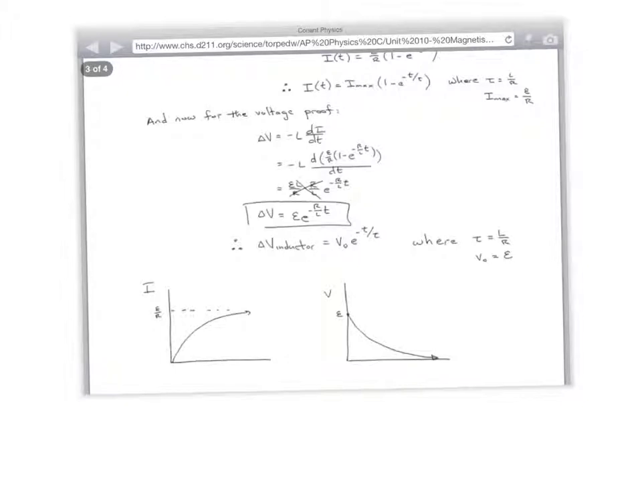Oh, the answer is the less the resistance is, the faster it builds. No, the slower it builds up. Or the more the resistance. If you have a bigger resistance, it builds up faster. All right. So moving on.